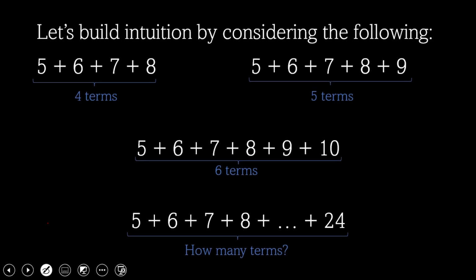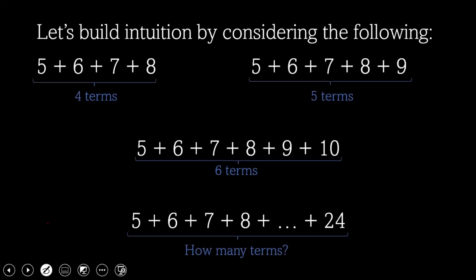Okay, so let's look at the 4 different things that are on the screen. First we have 5 plus 6 plus 7 plus 8. So that's 4 terms, right? Same thing if we added a plus 9, it'd be 5. If we add a plus 10, it'd be 6. So something really important if we aren't starting at 1 is we need to figure out how many terms there are that we're adding up.